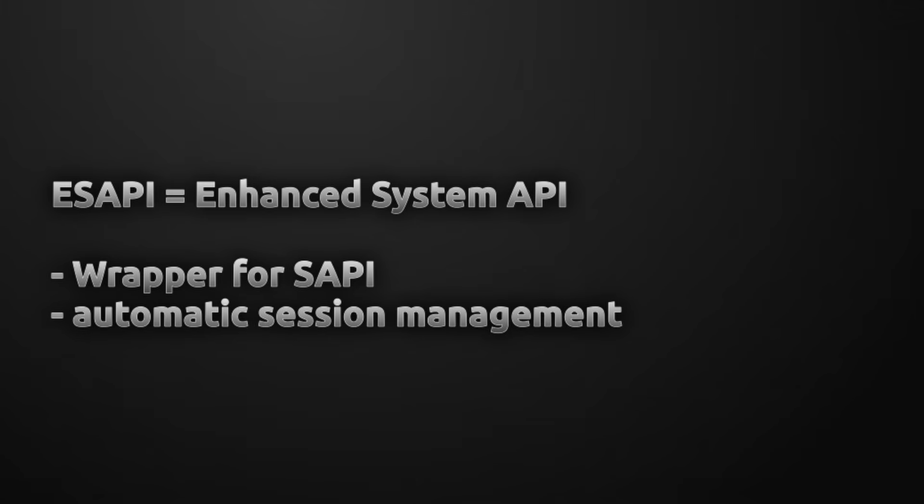Higher up, we have the ESAPI, the Enhanced System API. This layer wraps SAPI and makes life easier. It automatically manages sessions, handles retries when the TPM is busy, and deals with policy authorization. With ESAPI, you can write cleaner code that still has fine control over what happens.